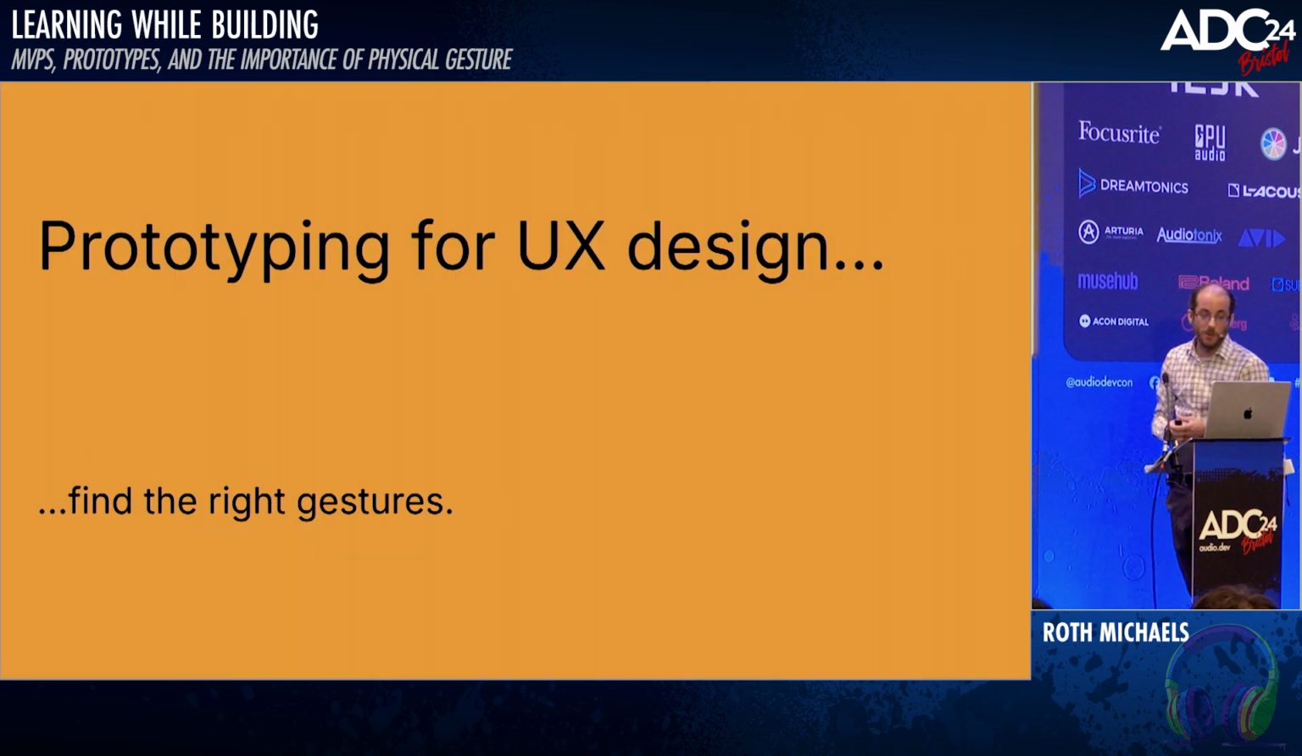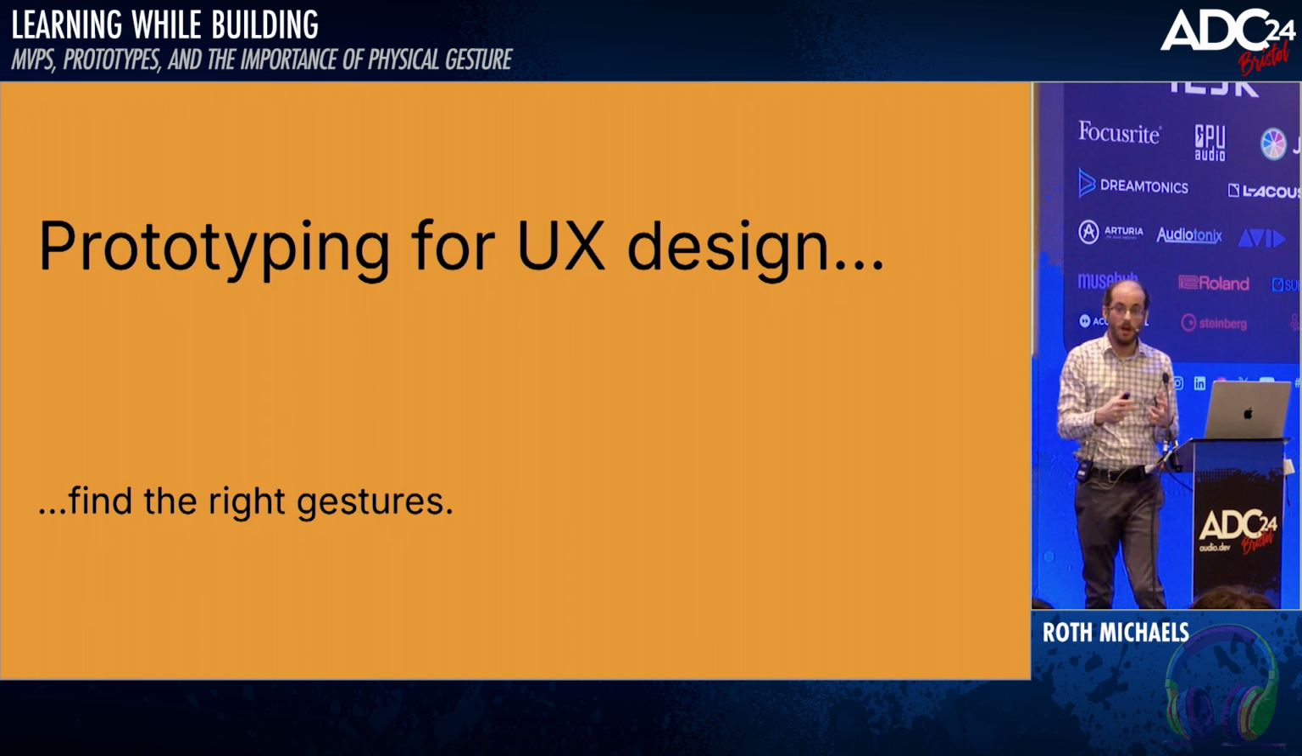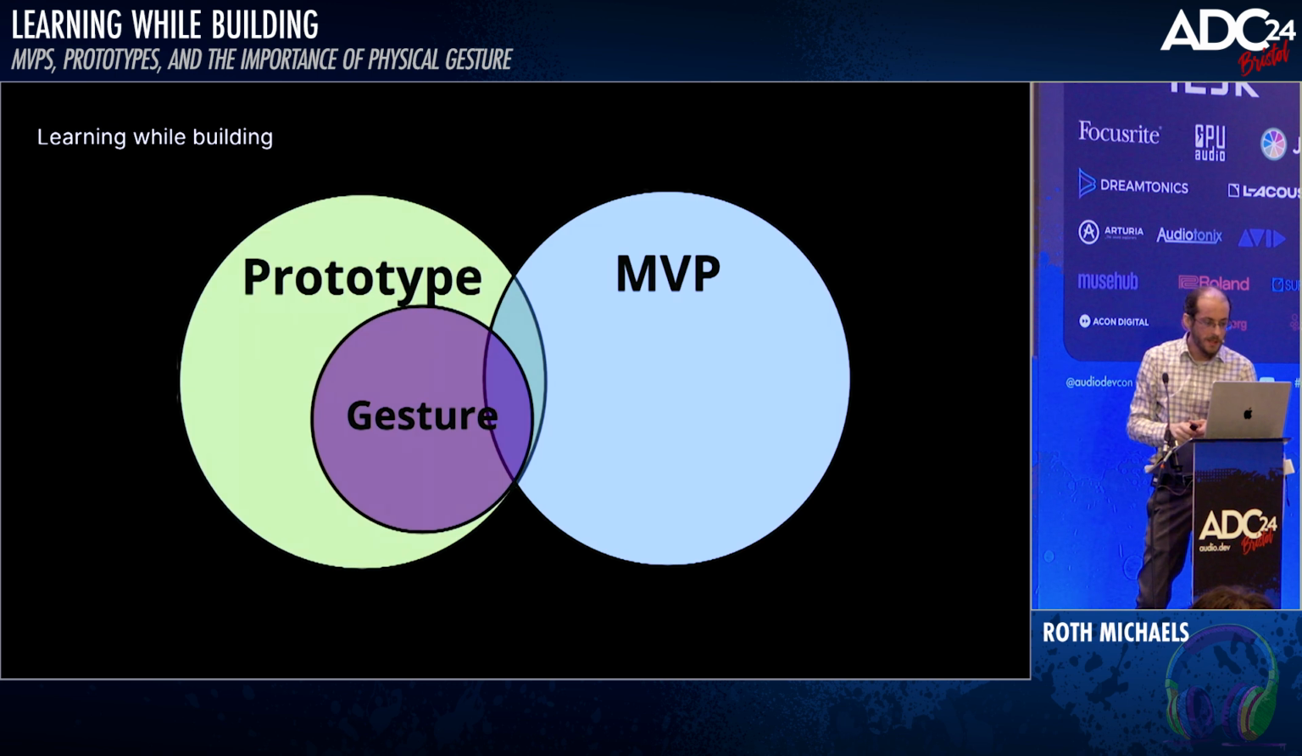Prototyping can also be useful for UX design and really understanding your product, what gestures are going to work, and what controls you need to have where in your product. And again, this is why I have this big overlap in the Venn diagram of prototypes that involve gesture. They're a big fan of mine.